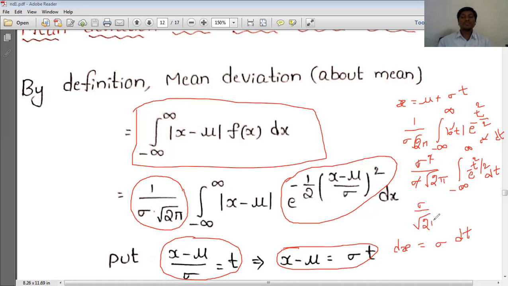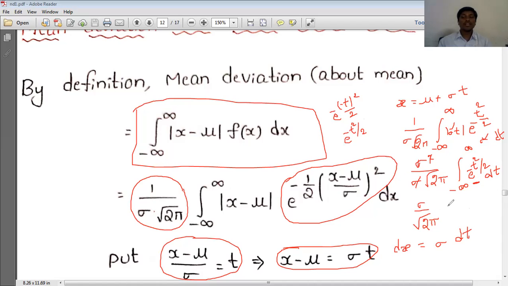And next, if you observe this, this is an even function, right? e power minus t square by 2. How can we say that this is even? If you substitute t as minus t, we get e power minus t whole square by 2. Is there any change in that? No. We get again e power minus t square by 2, as it is.